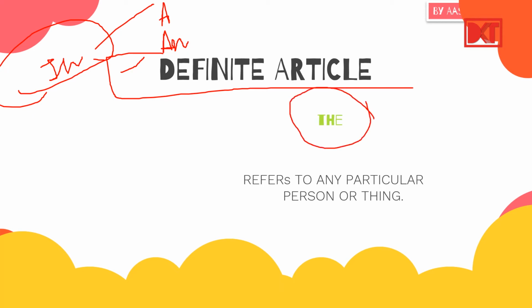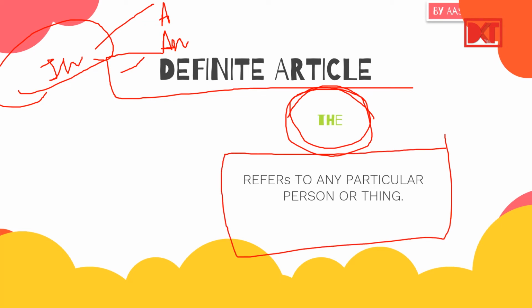The कब यूज होता है? When we are referring to any particular person or thing. जब हम specific बात कर रहे हैं, definite चीज की बात कर रहे हैं, specific. हमने देखा था ना indefinite में कि हम किसी general चीज की बात कर रहे हैं, पर यहाँ पे हम एक particular person या thing की बात कर रहे हैं. Alright, let's see the examples.